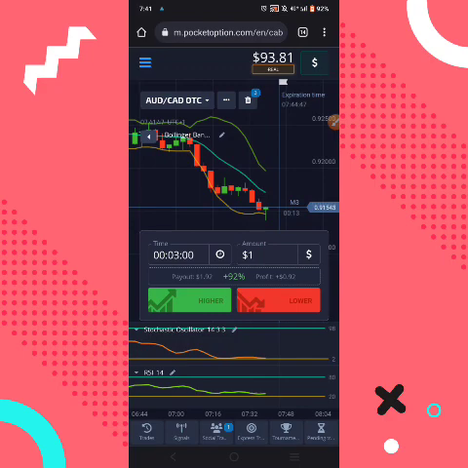Okay, it's reversing already. It has reversed, so I won't take this trade. There's a green candle, I won't take this trade. So it's advisable when you have a green candle, just avoid it. Okay, it has already reversed, so I will leave it. So this is just how to trade.